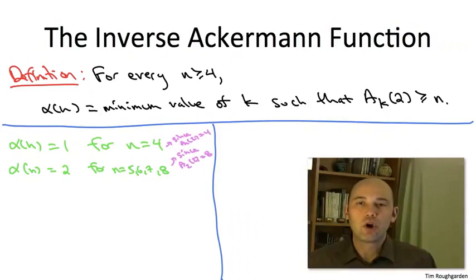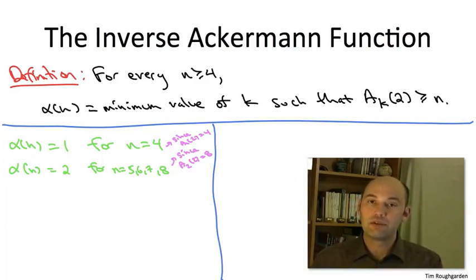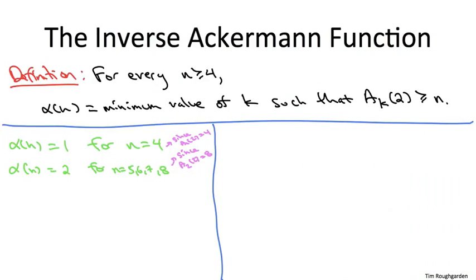By the same reasoning, recall that we computed a sub 3 of 2, and we computed that to be 2048. So therefore, for all of the bigger values of n, starting at 9 and going all the way up to 2048, their alpha value is going to be equal to 3, because that is the smallest value of k such that a sub k of 2 is at least those values of n.